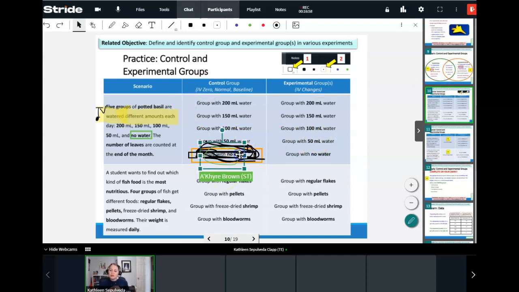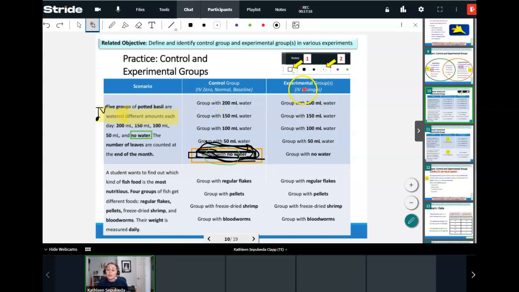Yes, I do definitely. Akare, yes, I agree with you. It is going to be the one that has no water. Okay, it's going to be this one right here, or the one that says group with no water. That is my control group. That is the group I do not touch. I don't change anything. I do not touch it.